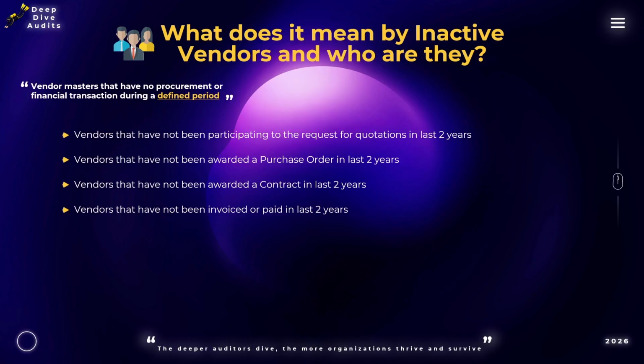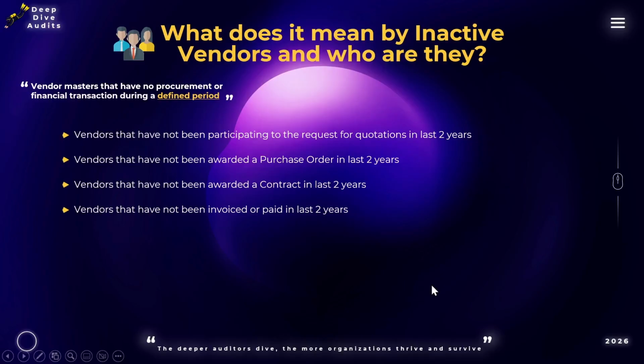The first is no participation in a request for quotation in the last 2 years. It means the vendor has not participated in a request for quotation that was sent by your procurement team in the last 2 years. Second, no purchase order awarded in the last 2 years. Third, no contract awarded or active in the last 2 years with the vendor. Fourth, no invoice posted or payment made in the last 2 years.